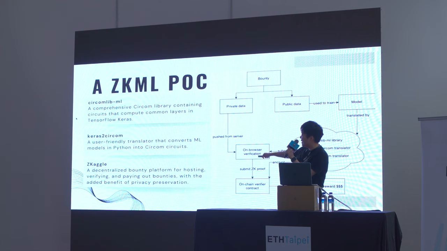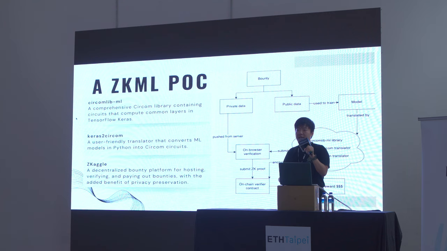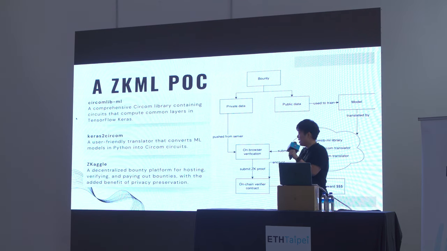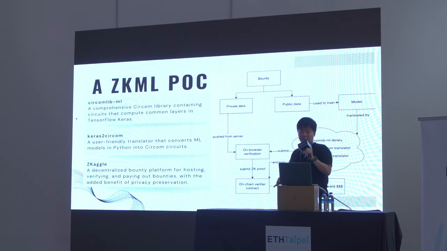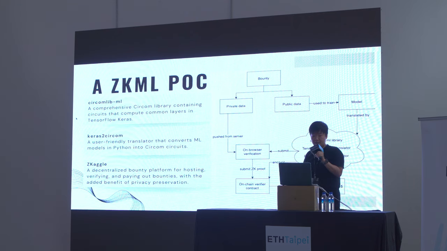The second component is a translator or a transpiler that translates a Python model into a ZKP circuit, right? So that is to ease the onboarding of Web2 developers. You have a model, you don't need to know how to build a ZKP circuit. There are tools that transpile it for you. So that's what I've built, with only certain supporting layers, of course, at this stage. But that is just to ease the onboarding of Web2 or machine learning developers.